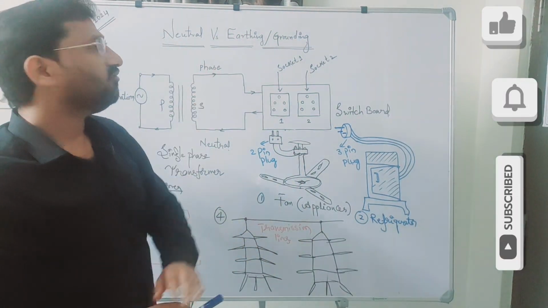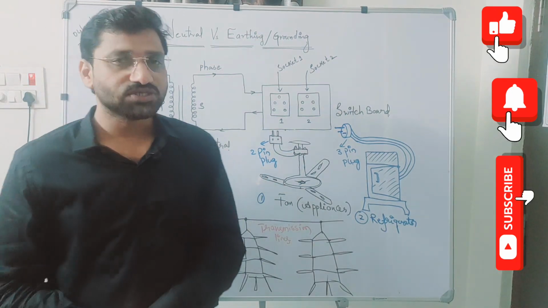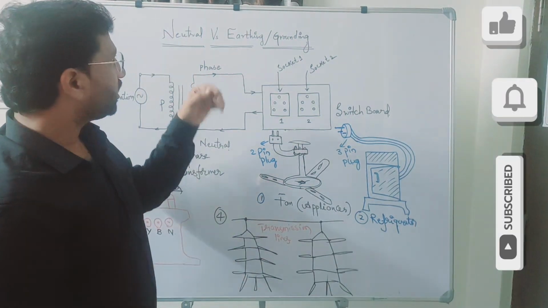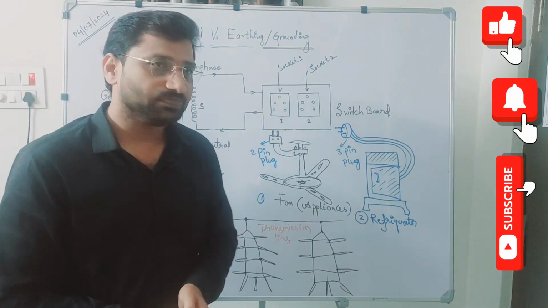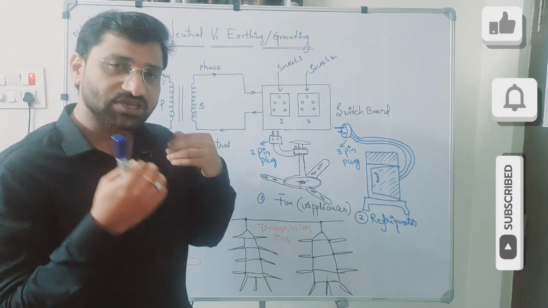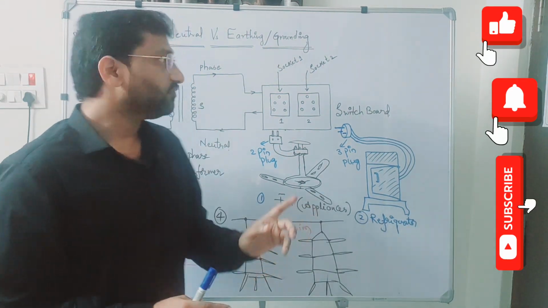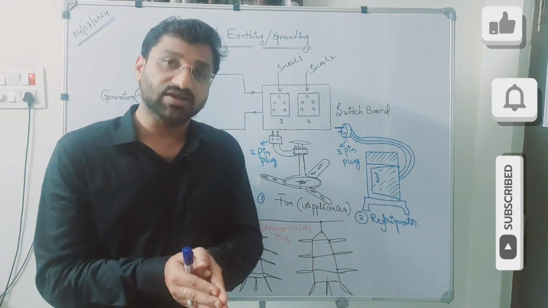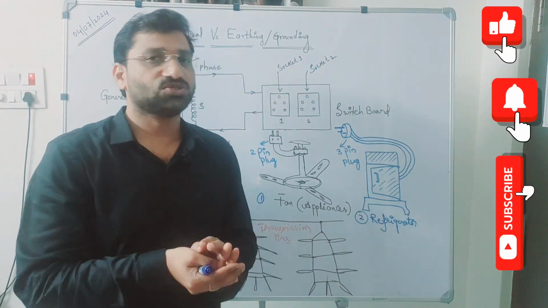Now, what is the meaning of earthing, or you can also call it grounding? Neutral is absolutely different from the earthing. Earthing always carries no current, whereas neutral carries current when the path is closed.